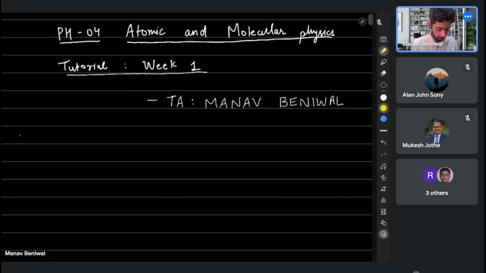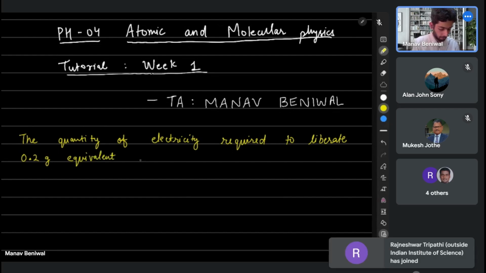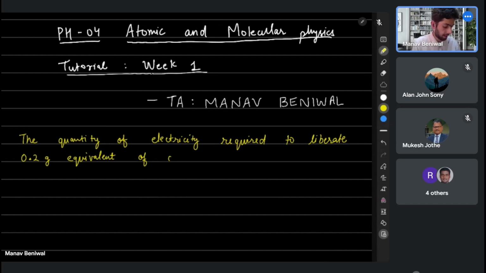And the question is: the quantity of electricity required to liberate 0.2 gram equivalent of an element at the electrode is, and you have four options.